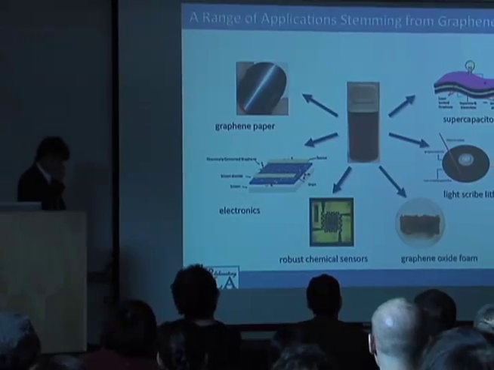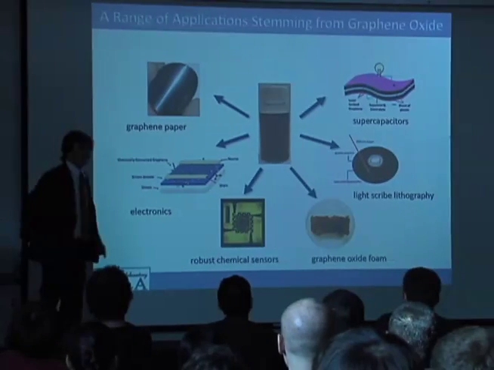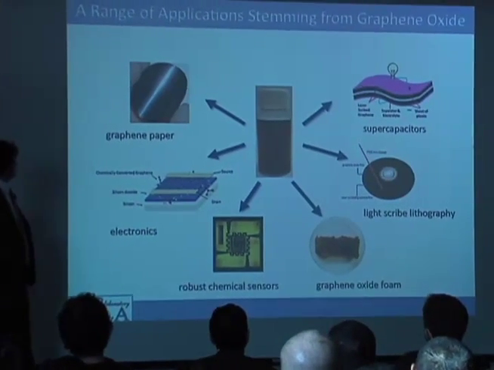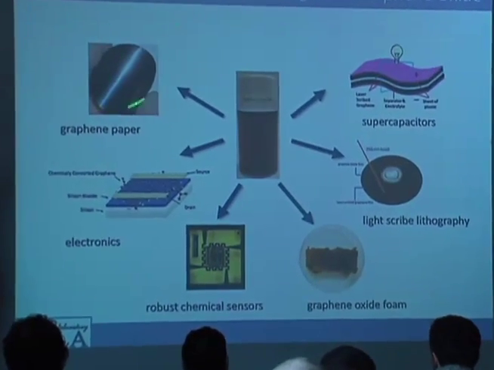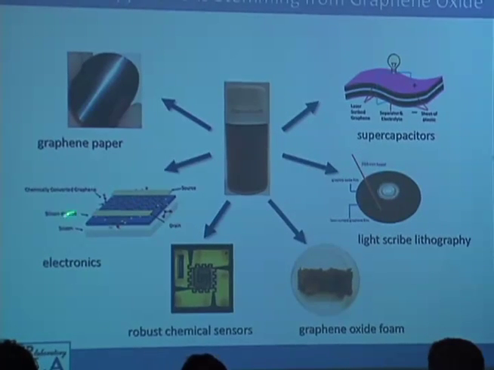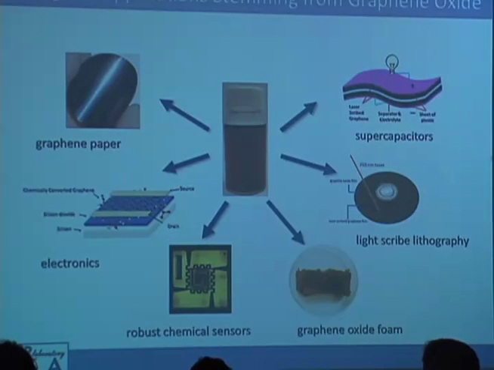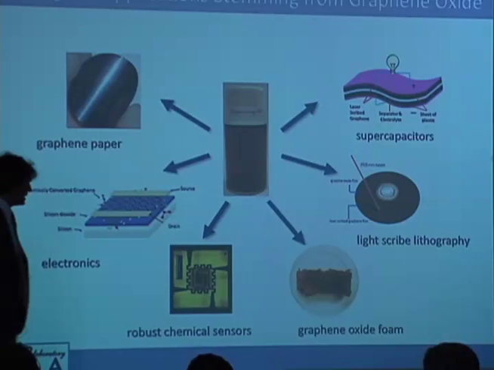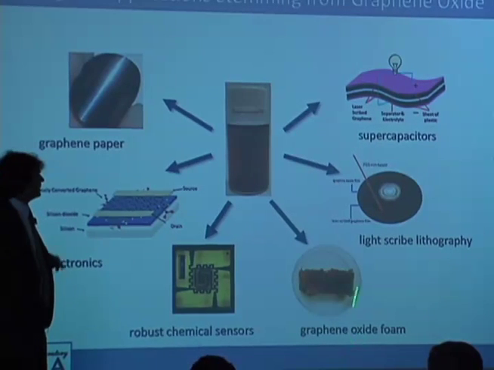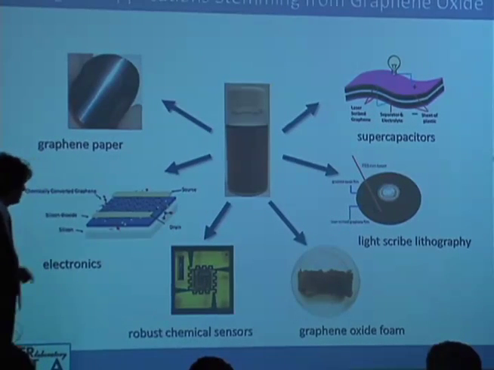We've looked at this in great detail, and other people have too. I'll talk about graphene paper. I won't bother you, but we've made a lot of field effect transistors. I'll mention something about sensors. I'll talk about graphite oxide foam, and then we'll look at laser-scribed graphene and how to make supercapacitors.